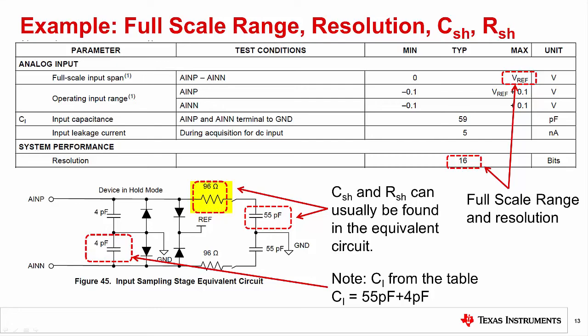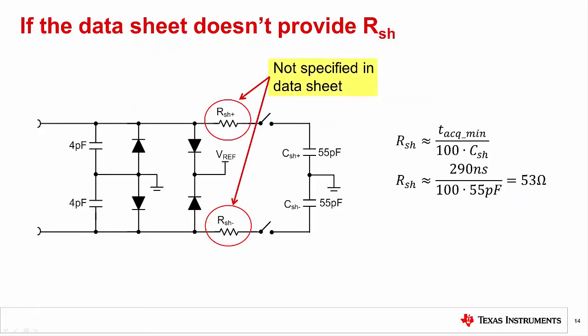The sample and hold resistor, RSH, is usually found in the equivalent input circuit. Some datasheets don't have any information on the sample and hold resistor, RSH. One way to estimate this resistor in cases where it isn't specified is to use the equation here. Divide the minimum acquisition time by 100 times the sample and hold capacitance. Using the datasheet information for this example, we estimate the resistance to be 53 ohms, and the actual resistance is 96 ohms. So the estimate will not always be perfect, but it will give a reasonable approximate value.